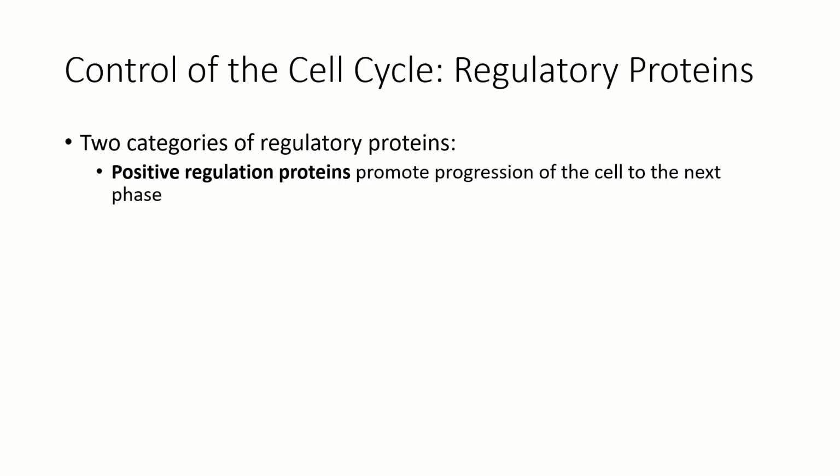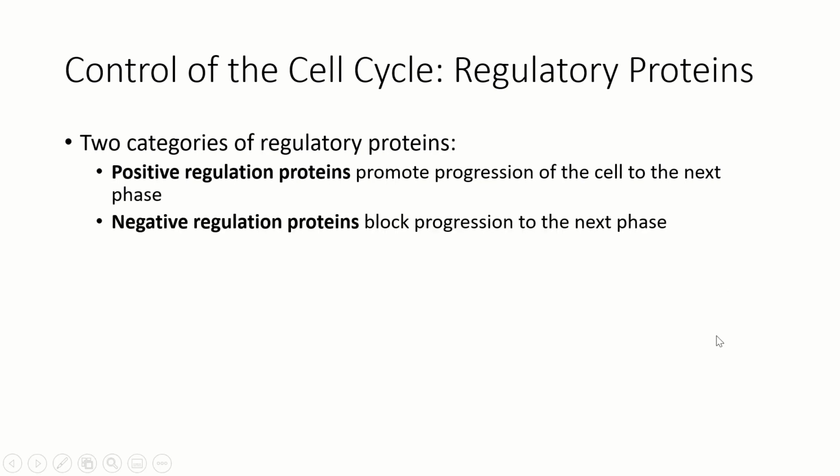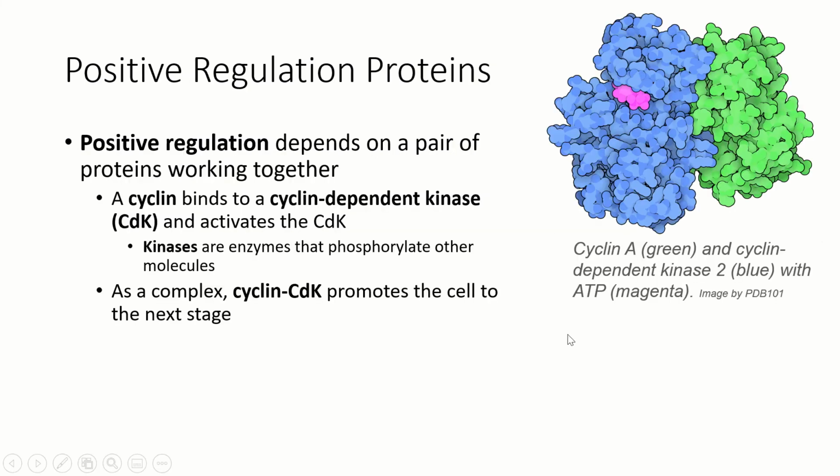All right. There are two categories of regulatory proteins. This is going to really surprise you. One set, positive regulation proteins. They promote the progression to the next phase. Guess what the other one's called? Negative regulation. I know, right? Okay. So they block progression to the next phase. So these are going to be active during those checkpoints.